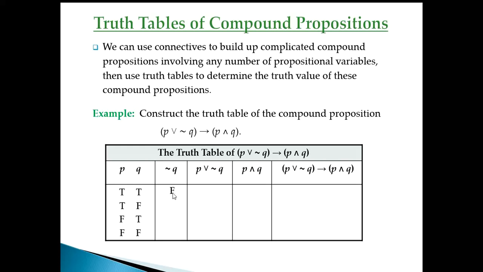If we have true, then negation of q is false. If we have false, then negation of q is true. If we have true, then negation of q is false. If we have false, then negation of q is true, right? So like that, the first column is for negation of q.